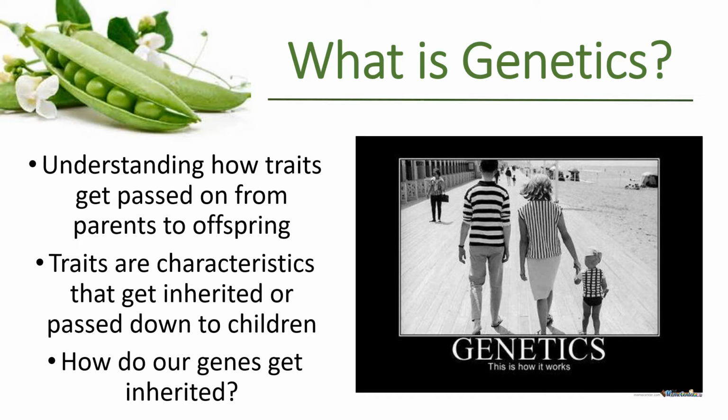We can use these rules that we're going to see later in the presentation to actually predict what characteristics an offspring may have. Traits or characteristics are just the physical things we notice that get passed on. So, do you have your mother's eyes? Do you have your dad's curly hair?